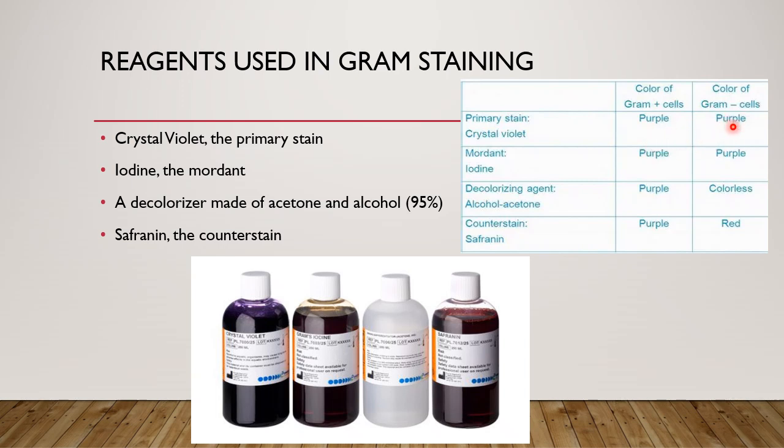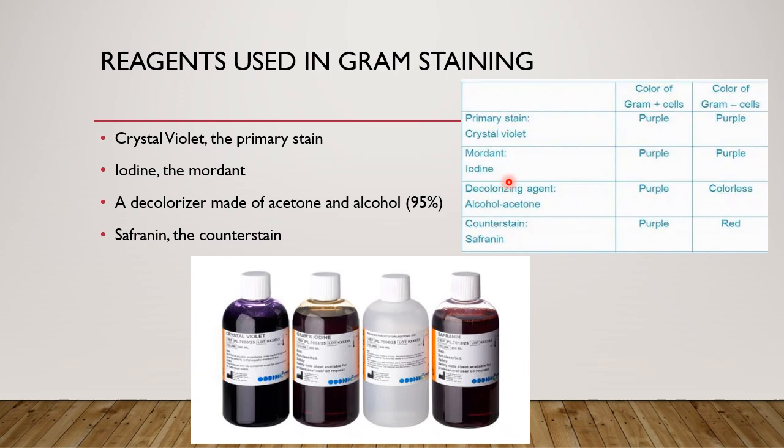And both the cells will appear purple in color. Then after this we wash it. After washing, we add mordant. We'll study the procedure in detail, I'm just giving a glance of it now. So we add mordant, that is iodine. As I told, iodine helps in fixing the dye to the substance.